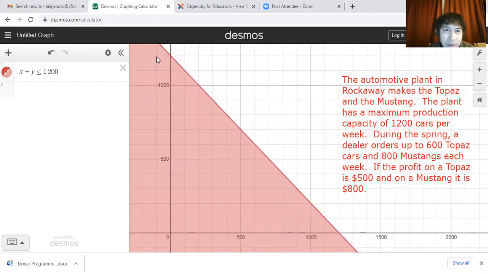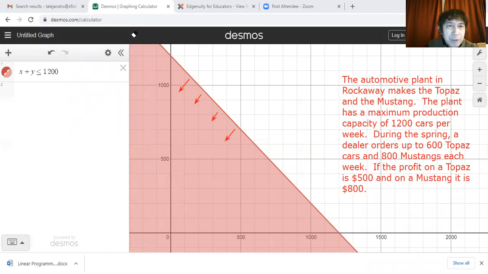So 1,200 will have to be right over here. That's the level for 1,200. Let me clean that part. All right, and so this is our inequality, and the arrow here will have to be going like that. That means the shaded region will be the part that will include our solution, not the portion over here. All right, and so this will be our first constraint graph.